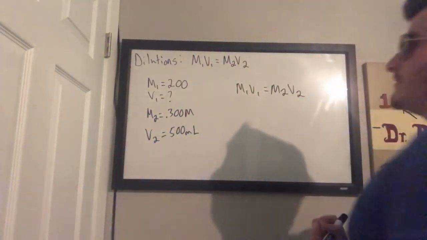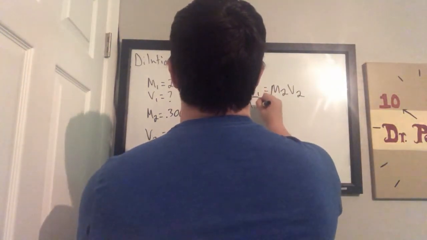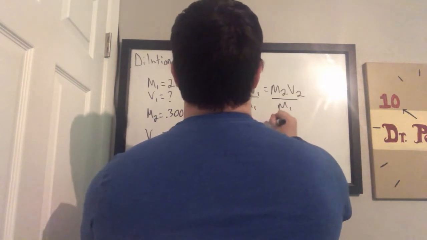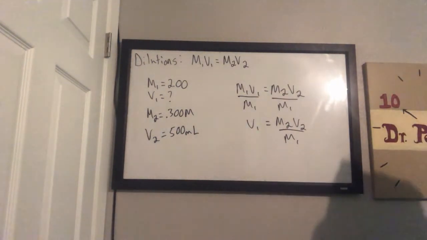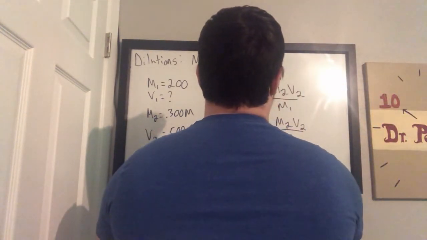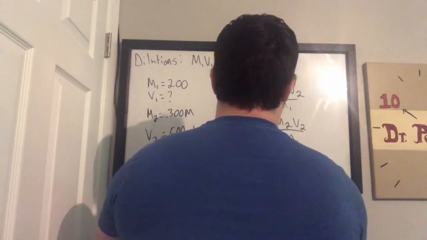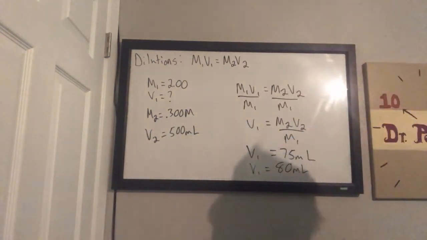Here's our original formula. And we're going to solve for V1 by dividing by M1 on both sides to get V1 by itself. Like so. And now we're going to go ahead and plug it in. Our 500 milliliters does only have 1 sig fig, so technically we are going to round our answer to 1 sig fig here. So 500 times our 0.300 divided by 2. Our unrounded answer is 75 milliliters, but we're going to round that to 1 sig fig using the perfect 5 rule. That should be 80 milliliters as our final answer.